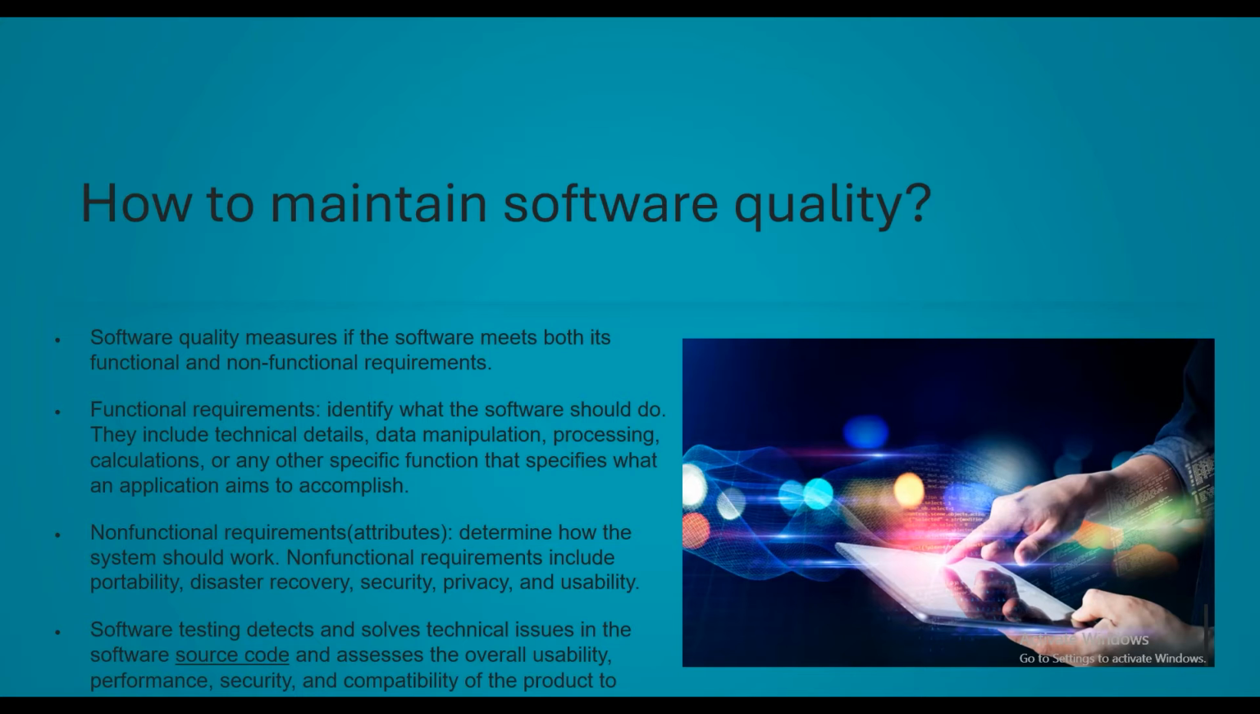They include technical details, data manipulation, processing, calculations, or any other specific function that specifies what an application aims to accomplish. The second one is non-functional requirements, also called attributes, which determine how the system should work. The non-functional requirements include portability, disaster recovery, security, privacy, and usability.